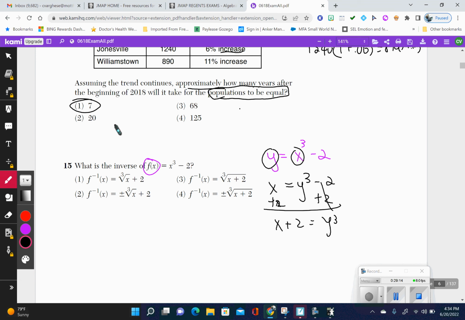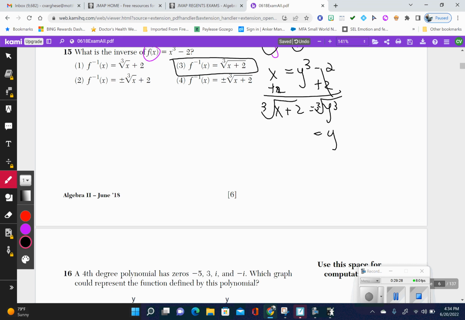To get the y by itself, I have to do the cube root. So the cube root of this and the cube root of this, which cancels these, the cube root and the cube cancel each other out, so you're just left with y, and you're going to find the one that matches, which is choice 3.